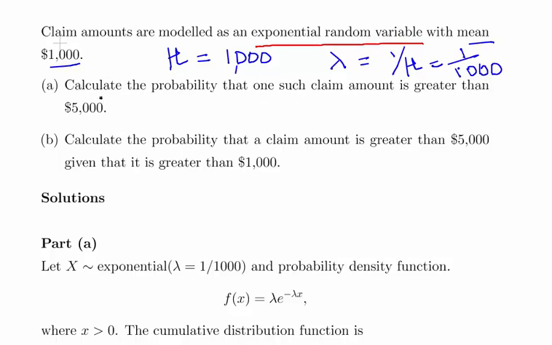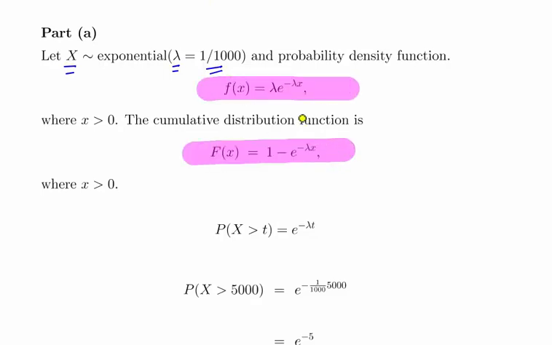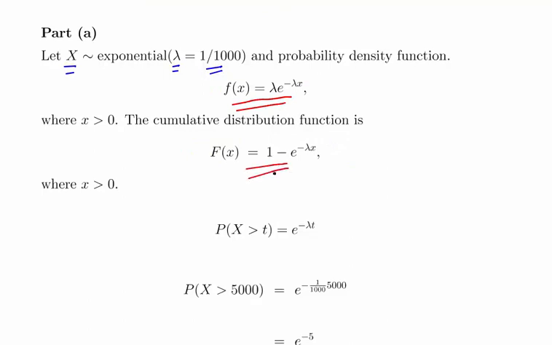Calculate the probability that one such claim amount is greater than 5,000 US dollars, and then calculate the probability that a claim amount is greater than 5,000 US dollars given that it is greater than $1,000. So let X be an exponential random variable with rate parameter lambda equal to 1 over 1,000. And we have the probability density function, small f of x, and capital F of x, that's the cumulative distribution function there. You should know both of those immediately, and be able to derive them in some cases. Those are the two things that we're going to use.